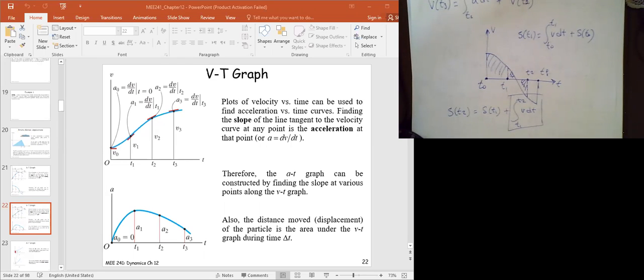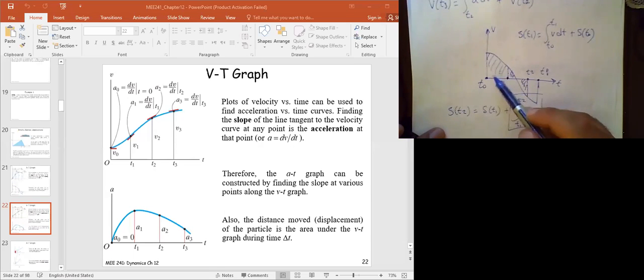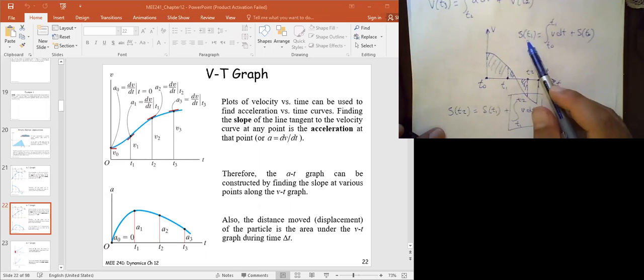Okay, so s of t1, which is here, right? You're finding the position at time t1, and you basically have the velocity as a function of time. You're integrating the velocity from t0 to t1, plus I'm using s of t0, my initial position at time t0, whatever it is. You have to add it to be able to get your actual position.